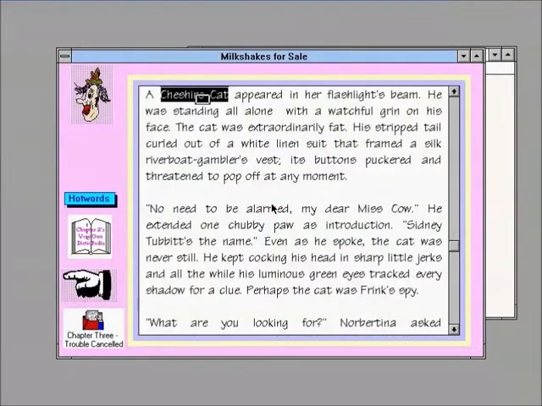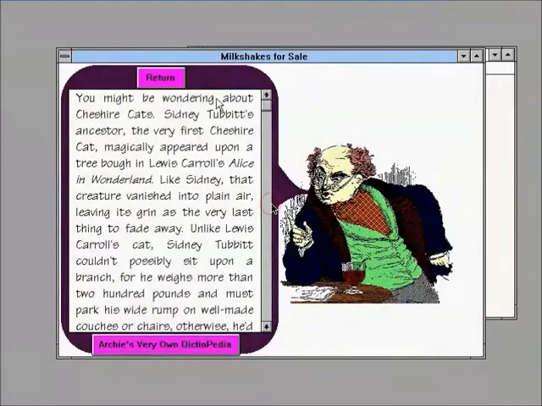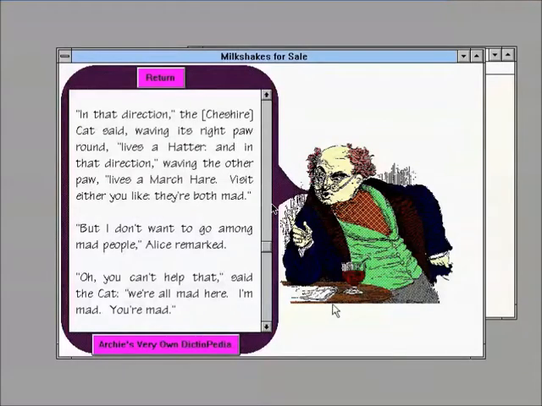Alright, Cheshire Cat. Wait a minute. Judgment wants to go among mad people. You can't have that. Said Cat. We're all mad here. You're mad.